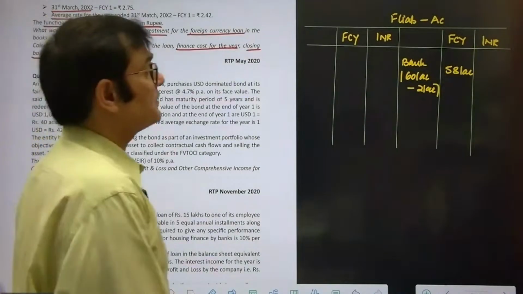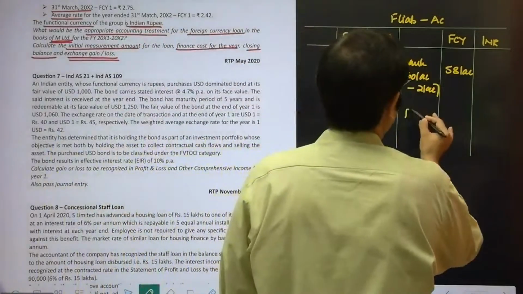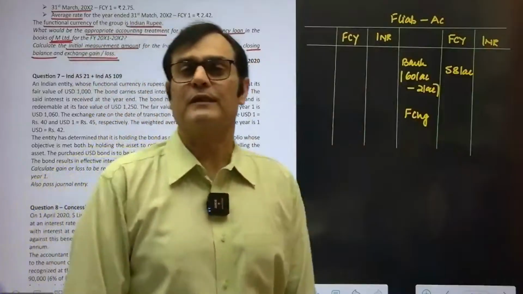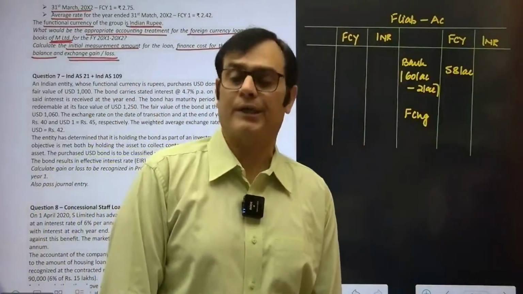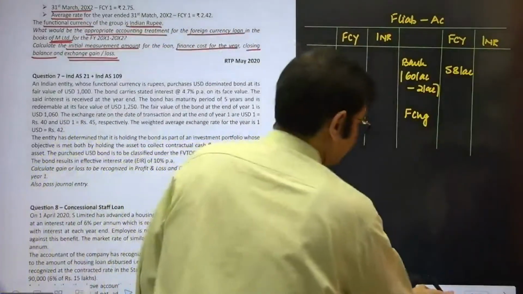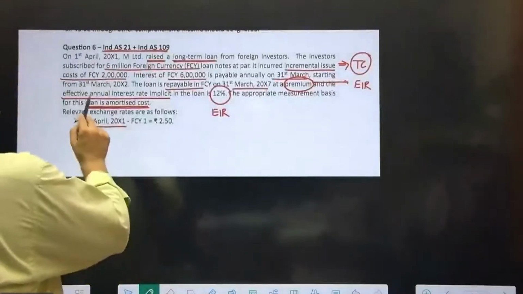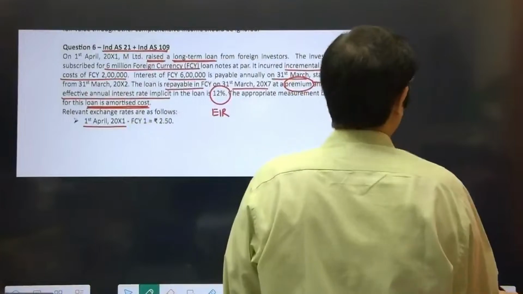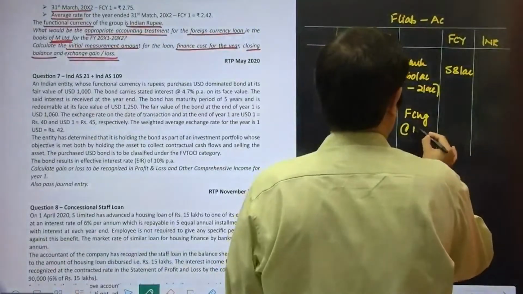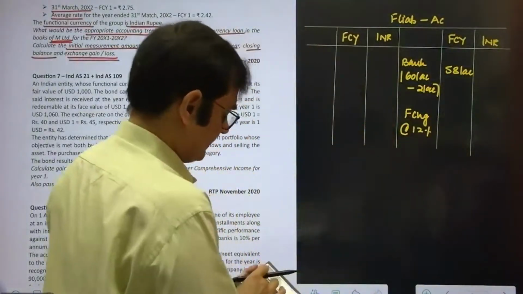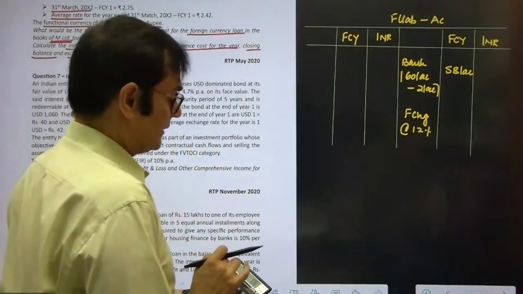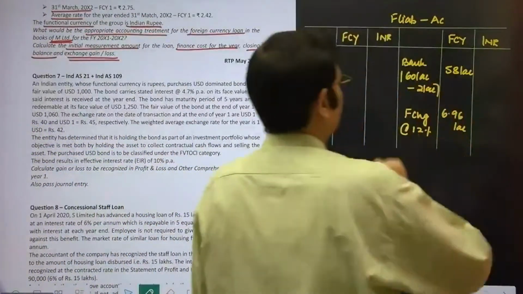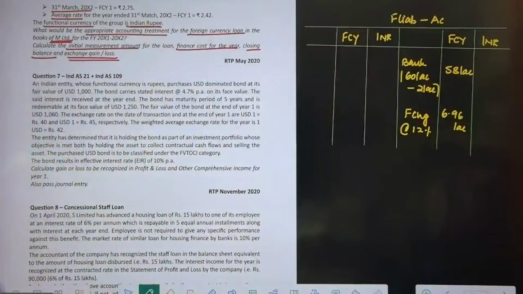Now, once you've done this, can I say there is a need to calculate a finance charge at what rate? Is it going to be at the coupon rate or is it going to be at the EIR? EIR. That's right. So we are already given in the question the effective interest rate is at the rate of 12%. So let's calculate finance charge at the rate of 12% on this. So 12% on this is 6.96 lakhs.